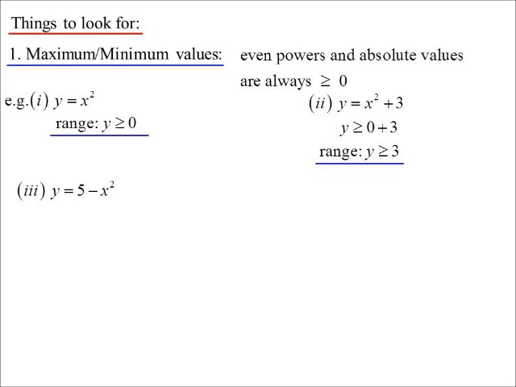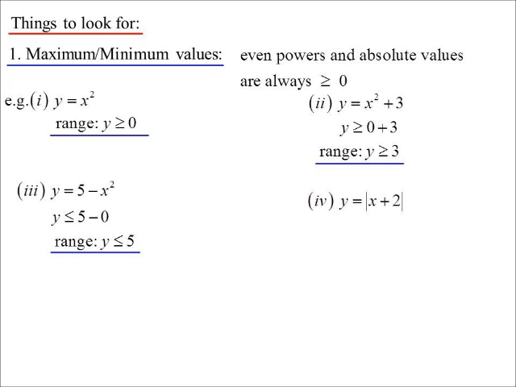5 minus x squared. Well, if it's minus, then it's going to be less than or equal to 5 minus 0. The biggest that could ever be is 5, because I'm never adding a number to it. I suppose that's another way of thinking about it. I'm never going to add a number to 5. I'm always taking something away. So it's going to be less than or equal to 5.